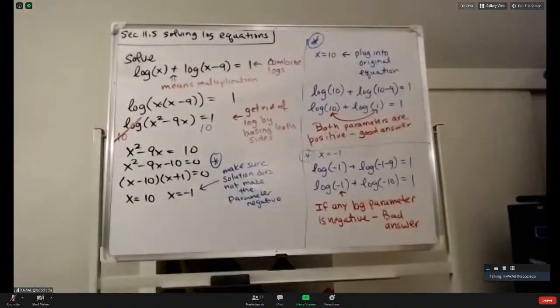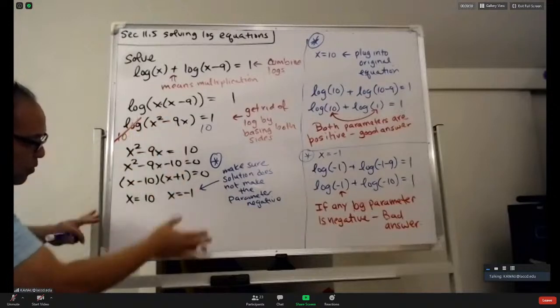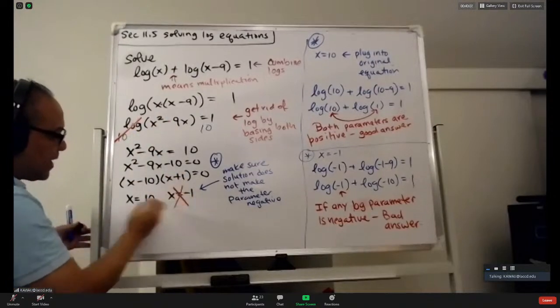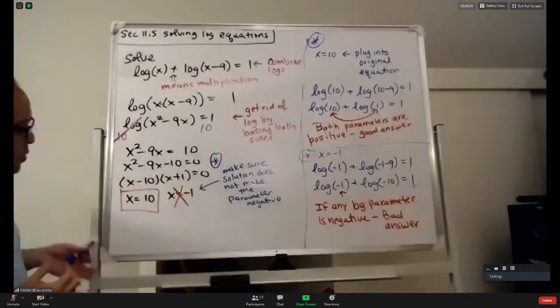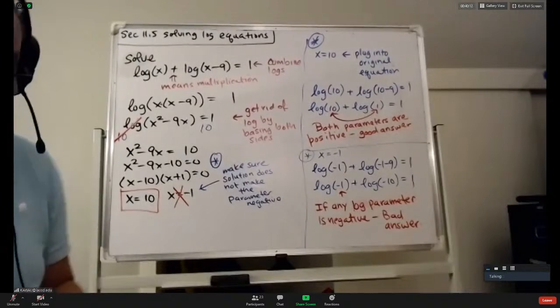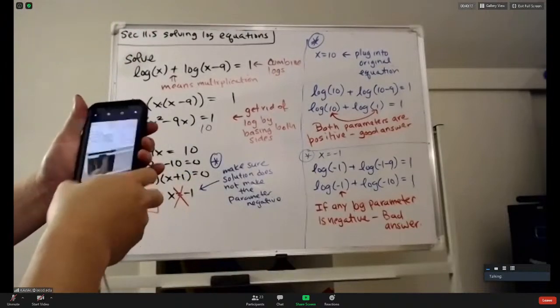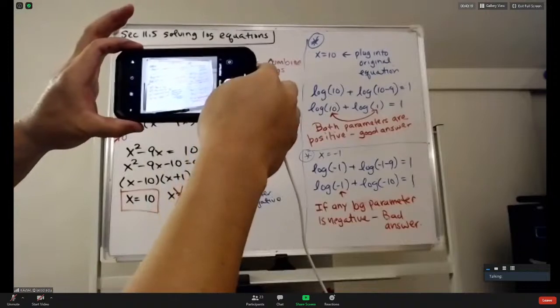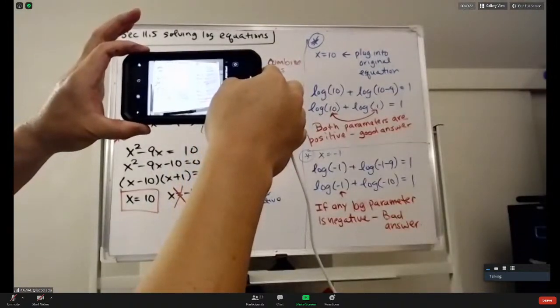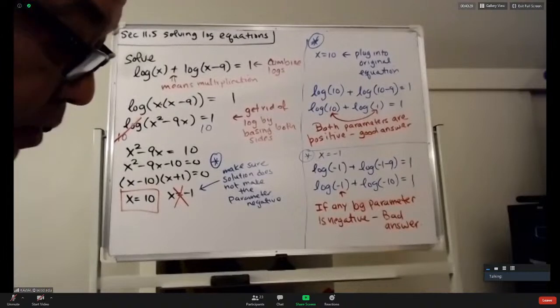We call it an extraneous solution, meaning that there's some error that developed as we work through our problem. So this is a bad answer, and this is the only correct answer. So you could have two answers, you could have one answer, you could have no answers. Just give everyone a chance to copy.